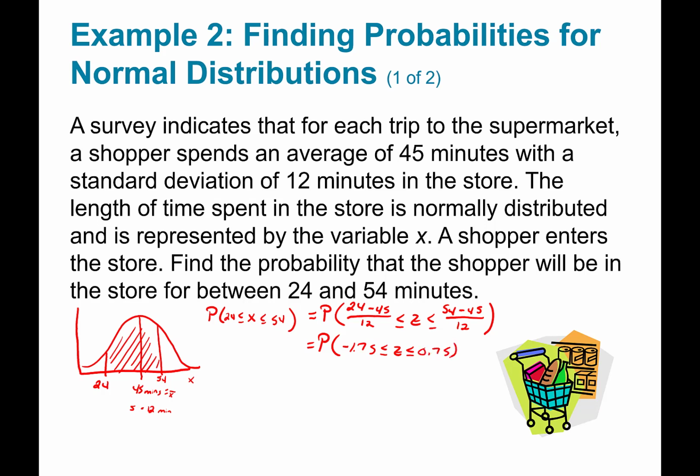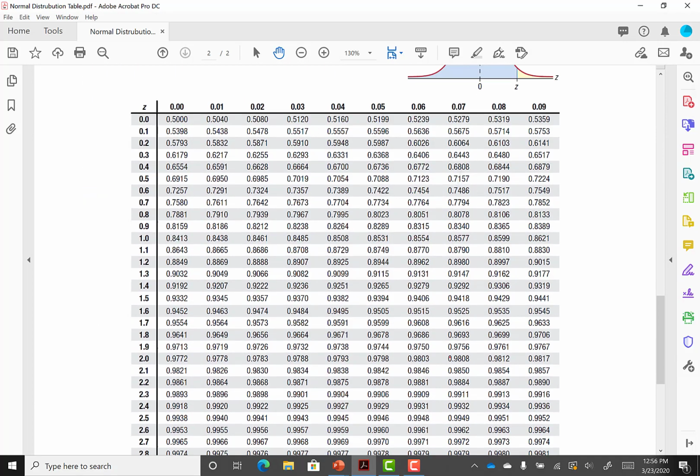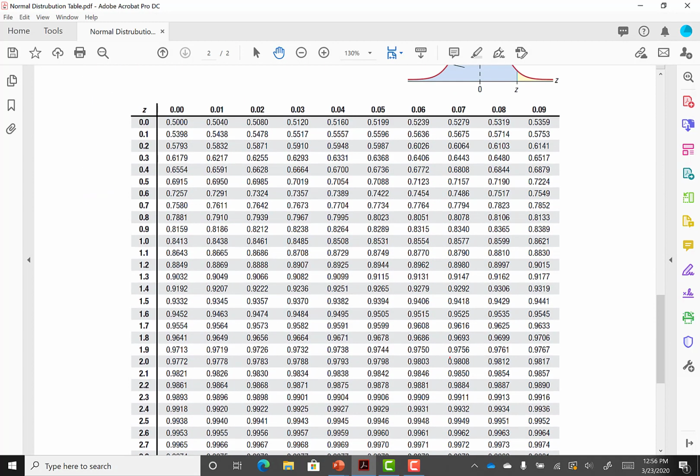So now to find this probability, remember when we're finding probability between two values of z, we look up the larger z-score first, and then from that value, we subtract the smaller value. So if we go to our z-score table, and we look up 0.75, our larger value. So go to the second page, there's 0.7, 0.05, and find where that row and column meet. And so in this case, 0.7734.